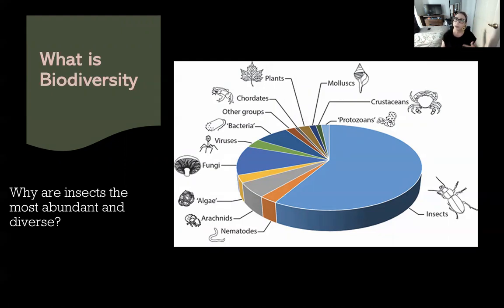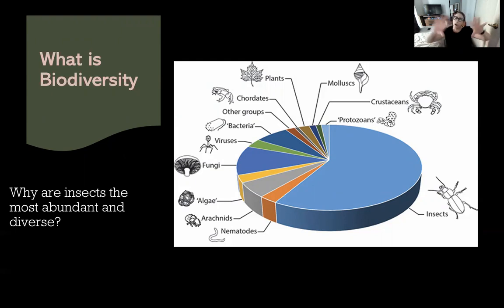They're the most abundant and the most diverse. And what I mean by diverse is the largest number of species, right? So the question asks you, why are insects the most abundant group? Now, it's not that I care that you remember necessarily that it's insects, but what I want you to realize here is insects live in so many different types of habitats, right?